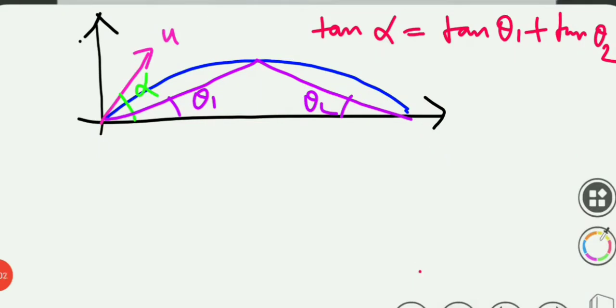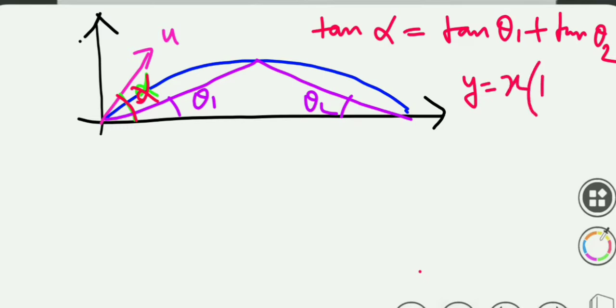Hello friends, in the last video I gave you a question to prove that tan alpha is equal to tan theta 1 plus tan theta 2, where alpha is the angle of projection of the projectile, and in the figure I have shown what theta 1 and theta 2 are. So let's prove it.